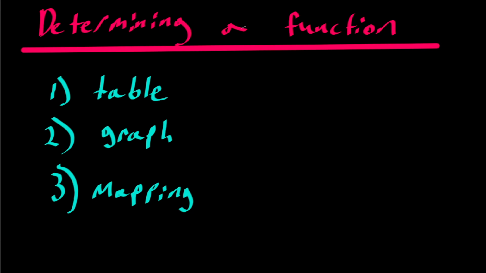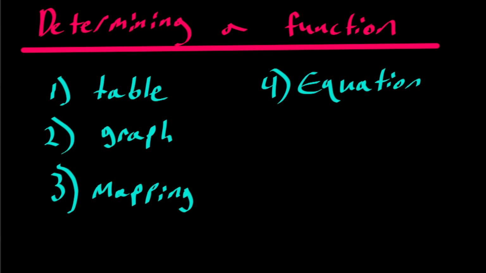So we're going to look at determining if a relation is a function. Let's start with this. There are 4 different ways that you're going to be shown a relation. You're going to get a table, a graph, a mapping, or you could just have an equation, and that equation essentially gives you what the relation would look like.